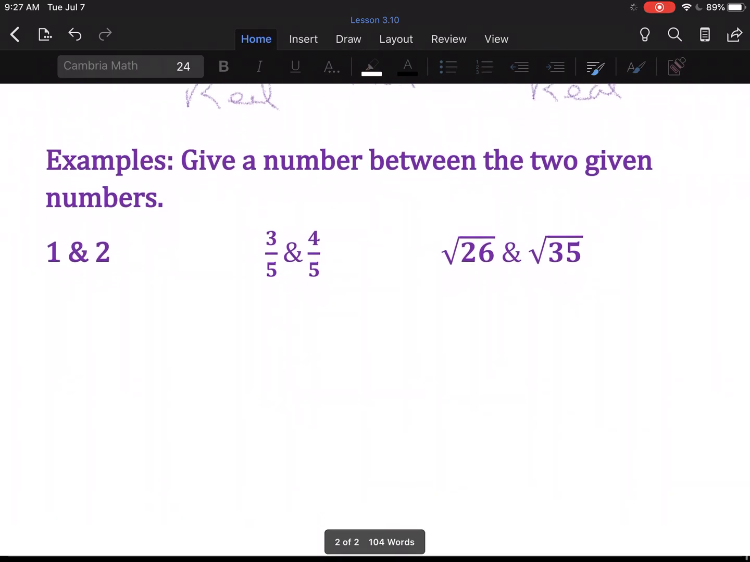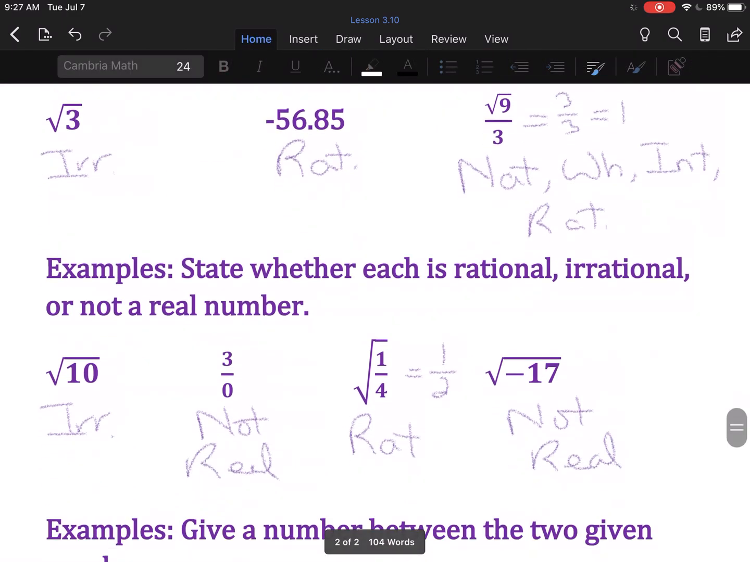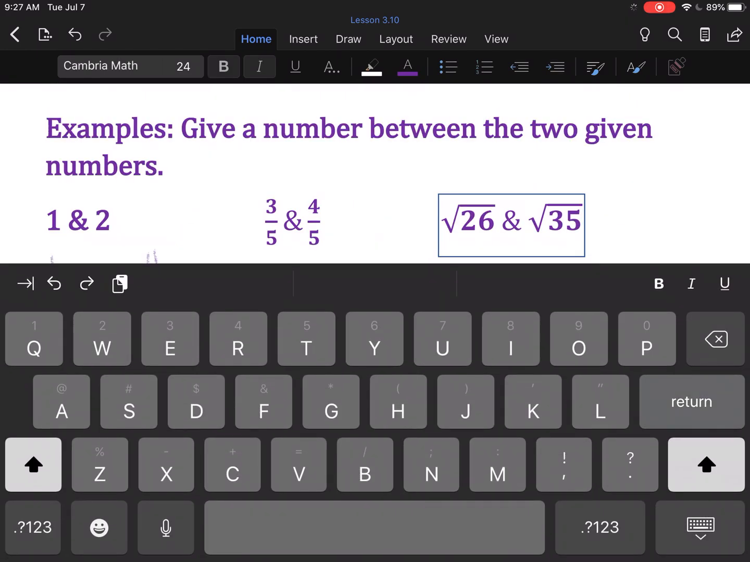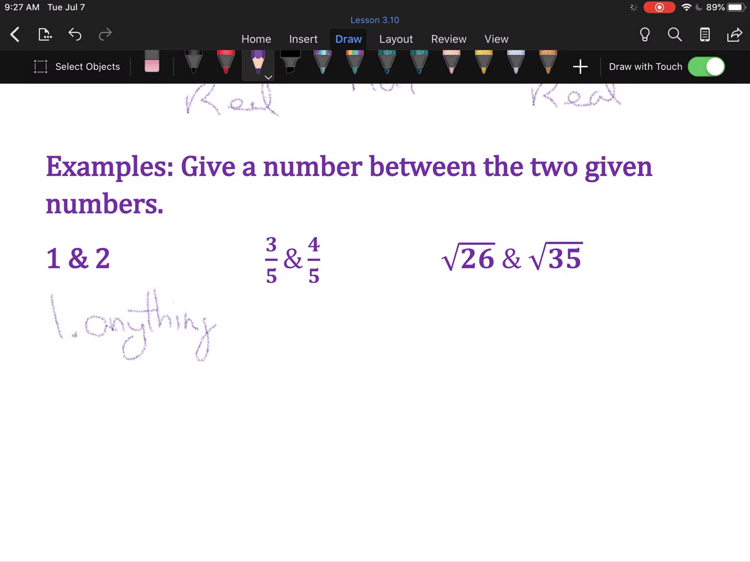Last bit here, give a number between the two given numbers. Sometimes this is simple. Between 1 and 2, literally 1 point anything: 1.1, 1.01, 1.23, 1 point anything. For the next bit, 3/5 and 4/5, you're probably thinking, oh yeah, well, wait, what? How are we supposed to put something between 3 and 4? We can't put 3.5/5, and you can't. You cannot give me a decimal and a fraction.